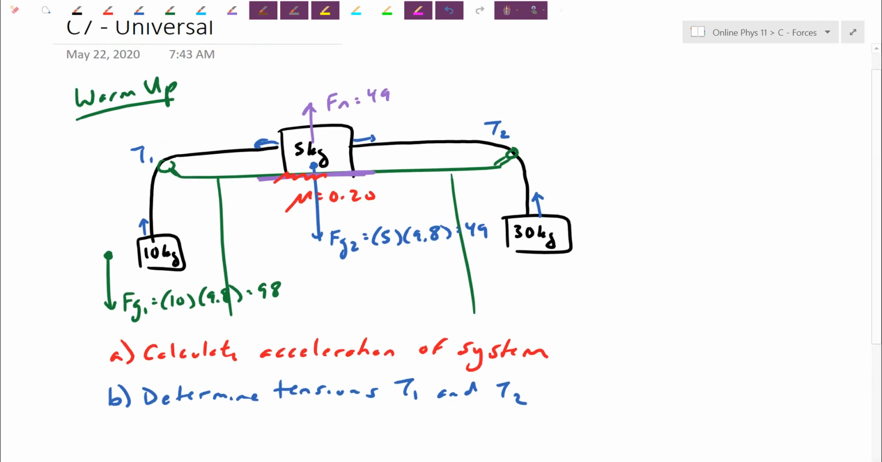Why do we care about normal forces? Because our friction force depends on it. If I try to do our formula, Ff is equal to mu Fn, my mu was given to me as 0.20. I can calculate over and see if I can get 49 for my normal force. 0.2 times 49 gives me 9.8. Right? So that's the friction force here.